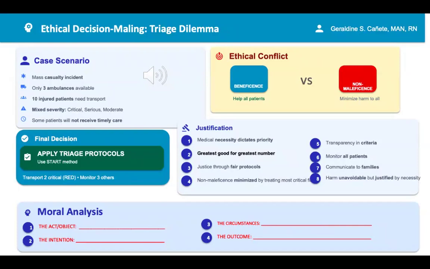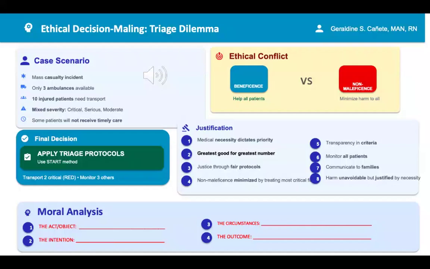Now, I would like to ask you, do you agree with this justification? Why or why not? What do you think are some potential challenges in implementing triage protocols in a real world mass casualty incident? Okay, I want you to think about it and then let's discuss your thoughts during our class discussion.